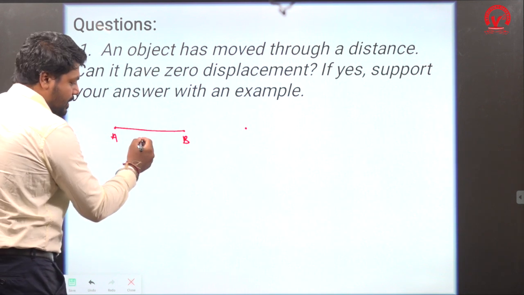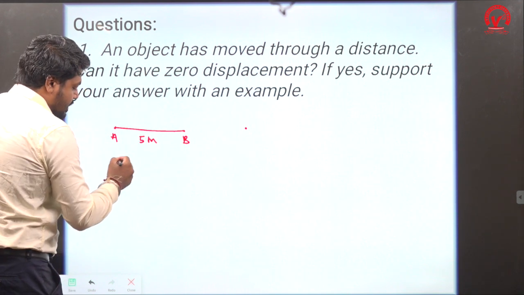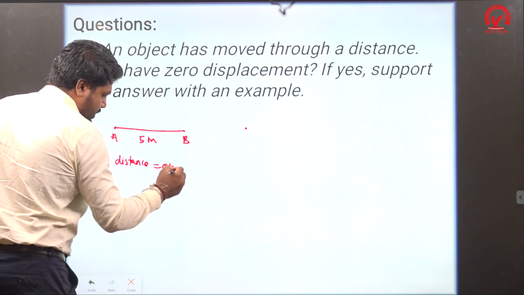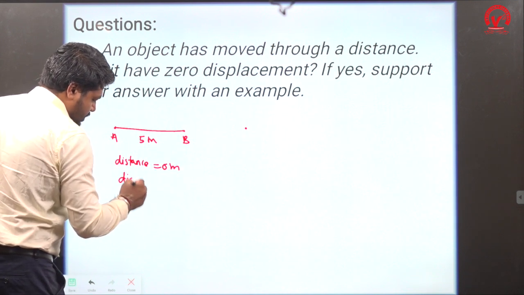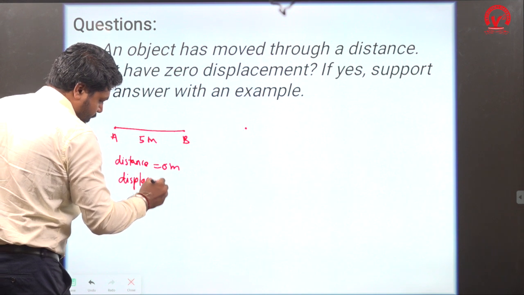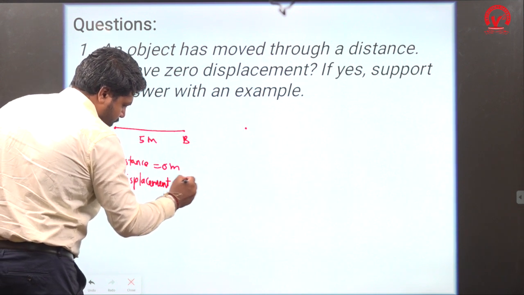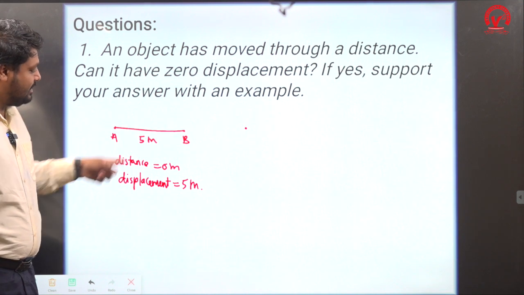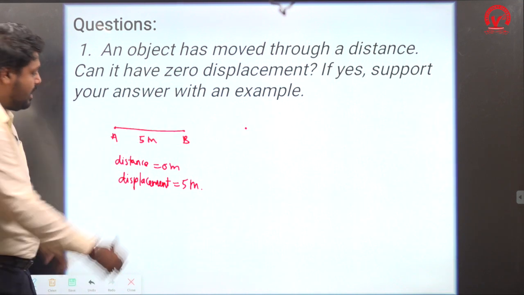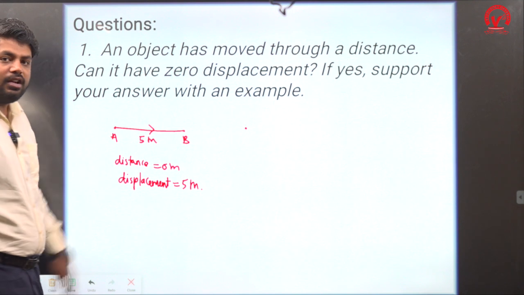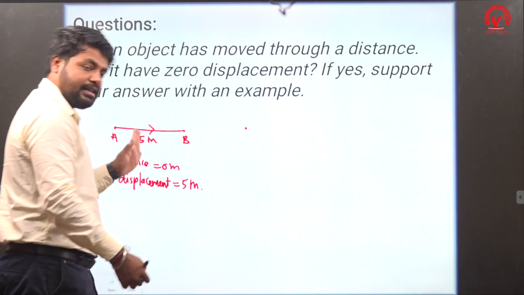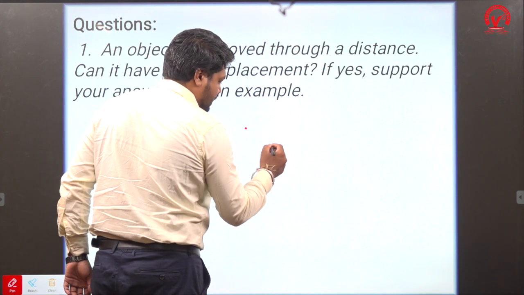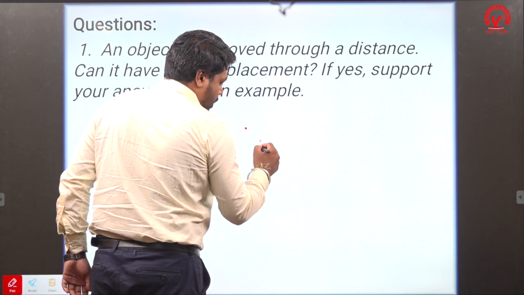Okay. See, here the distance is what? For example, A and B are separated by 5 meter, which means distance is equal to 5 meter and the displacement is also 5 meter, right? So the shortest path is the displacement, that is also 5. The actual path is also the same path only, so distance is also 5. So in this case distance and displacement are equal.